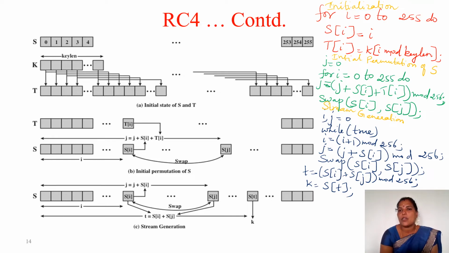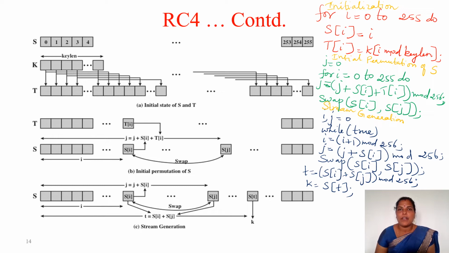So for i equal to 0 to 255, we generate S[i] equal to i. So S[0] equals 0, S[1] equals 1, S[2] equals 2, and likewise S[255] equals 255. Then we find the temporary variable, that is T[i] equal to K[i mod key length]. So this is about the initialization.